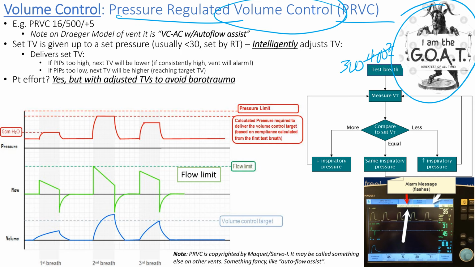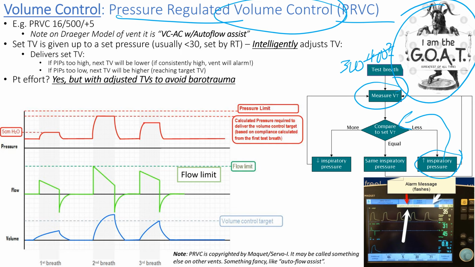So I'm going to give 300 cc's, and it's going to measure that, and it's going to say, hey, the pressures are super high. I told you, right? So it's going to go back and give 250 cc's in the next breath. If that 250 cc's causes a lower pressure, it says, oh, I got room now, I'm going to go to 325, right? So it's a smart algorithm. It's going to adjust the tidal volume with every single breath.